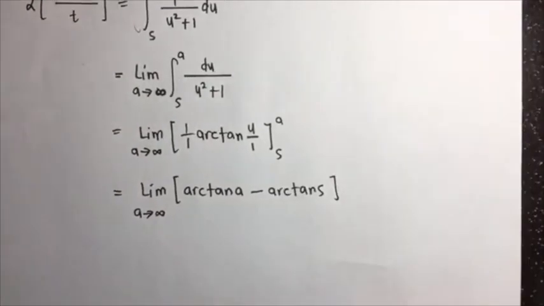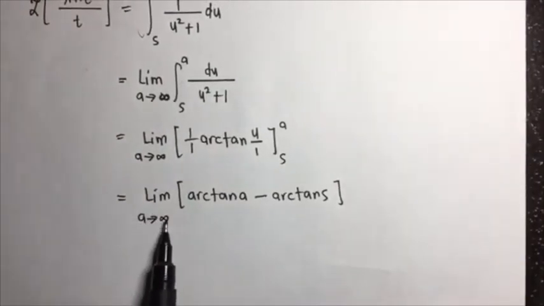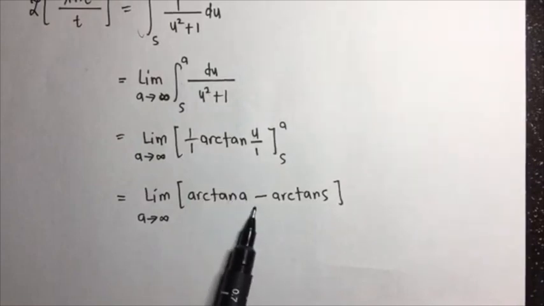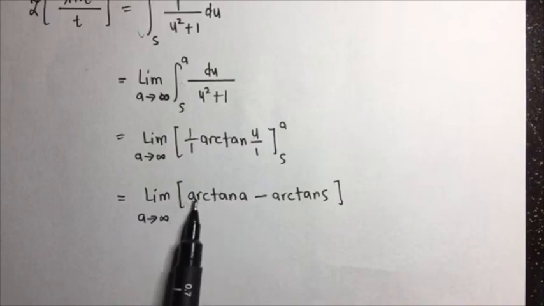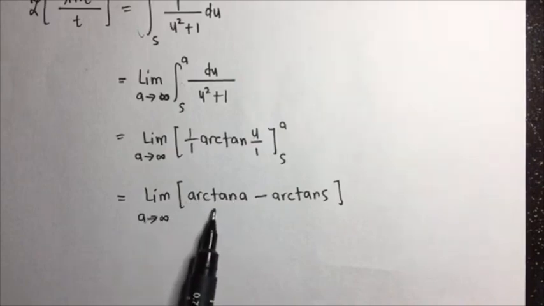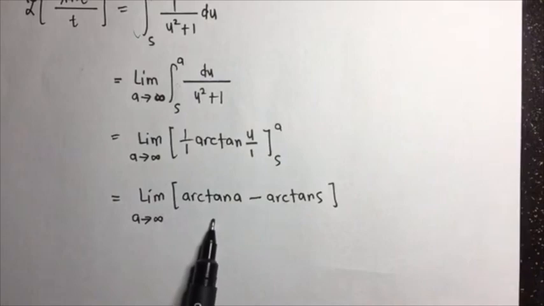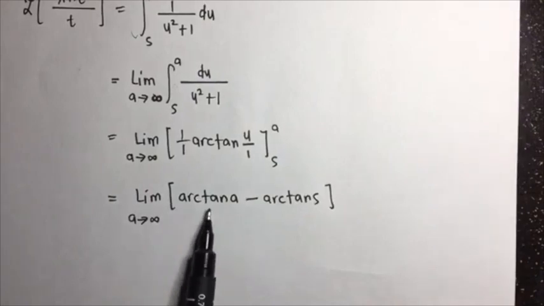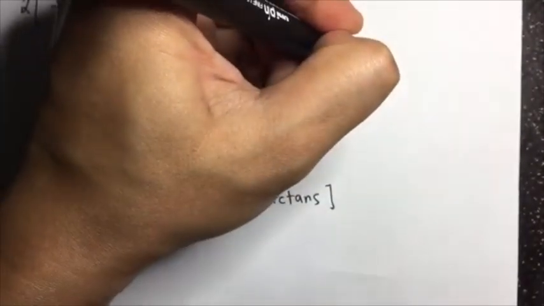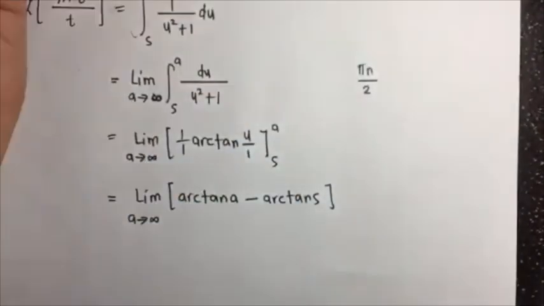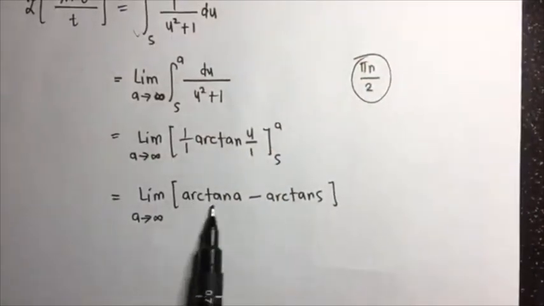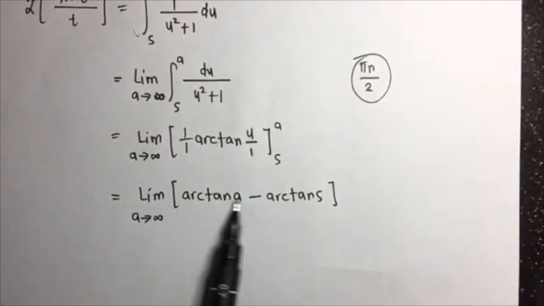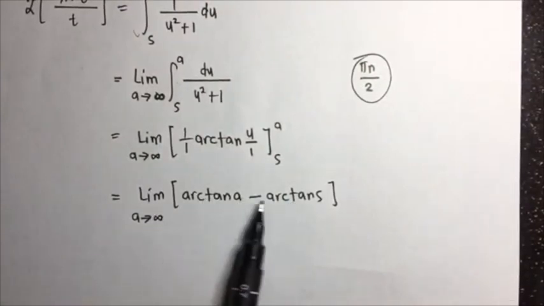If we substitute infinity here, we'll have arctan of infinity, and we can have a lot of values. Arctangent of infinity could be pi over 2, 3 pi over 2, and so on, so the value is pi n over 2. But we cannot use that here, so we must look for a way that we can evaluate this. What we can do is combine this.